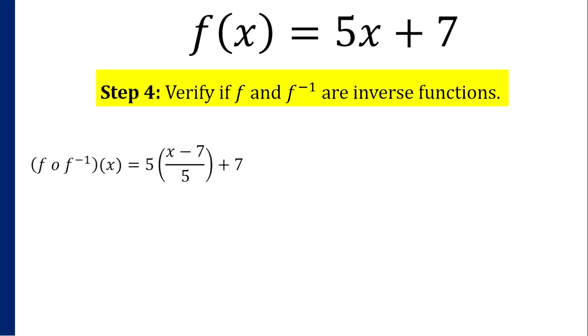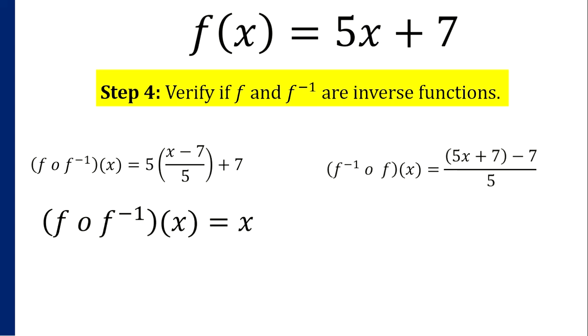So substitute the inverse to the function. So 5 times the quantity of x minus 7 all over 5, plus 7. As you can see here, we can cancel 5. And then x minus 7 plus 7. Negative 7 plus 7 is 0. So obviously that's x, right? Now how about the next one?